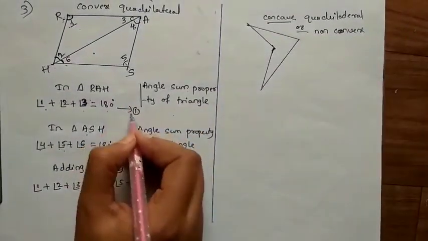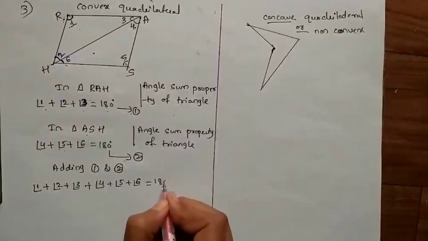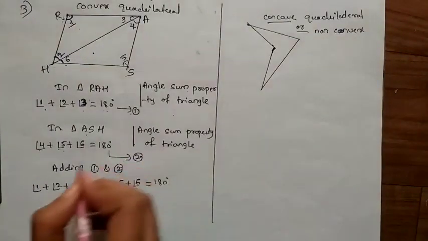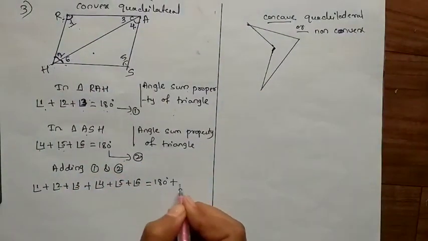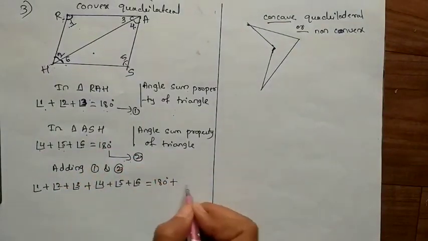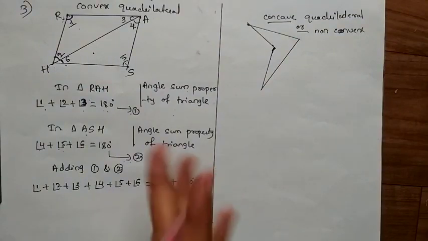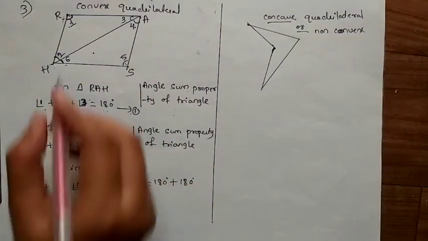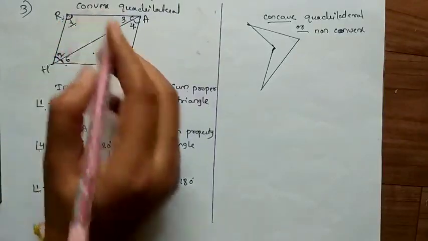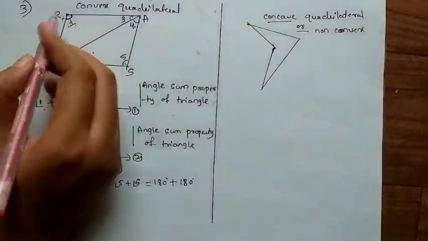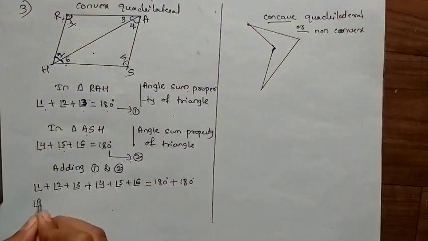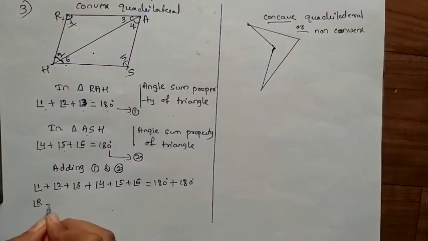Now we add the right hand side separately. The right hand side of equation 1 is 180 degrees. What are we doing here? Addition. The right hand side of equation 2 is again 180 degrees. Next, what do we have to do here? Angle 1 is nothing but angle R, so replace angle 1 by angle R.